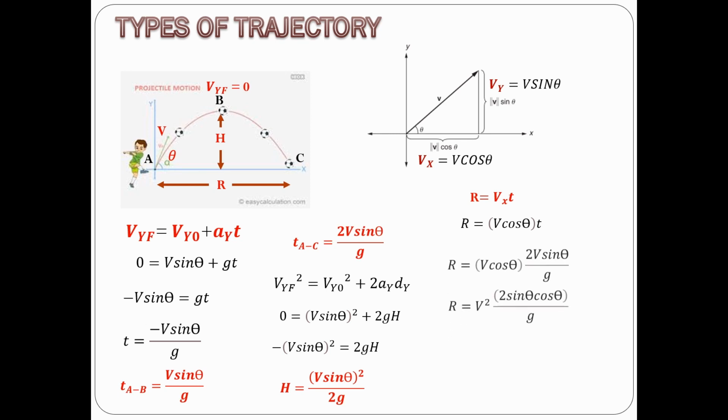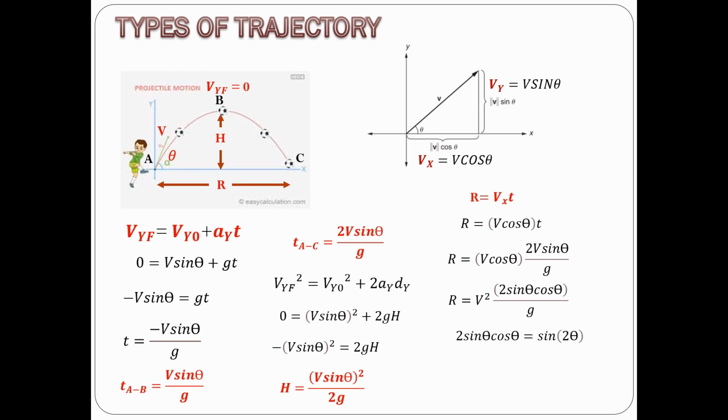So the equation will become R equals v squared times 2 sine theta cosine theta over g. Using the double angle formula in trigonometry, wherein 2 sine theta cosine theta is equal to sine 2 theta. Therefore, the range is equal to v squared sine 2 theta over g.